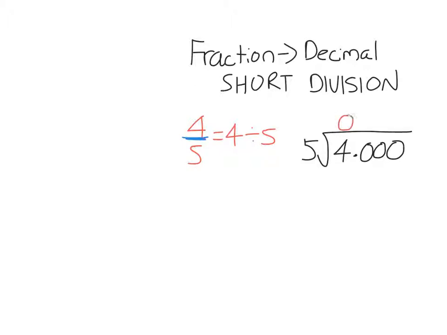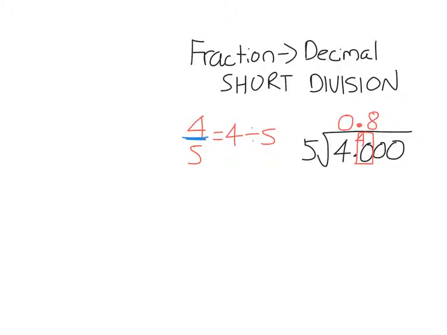So put 0. The decimal point always goes above the decimal point. So 5 goes into 4, 0, remainder 4. So we put the 4 here, the remainder, and now we say how many times does 5 go into 40, and that's 8. There's no remainder, so we can stop there. 4 over 5 is 0.8.